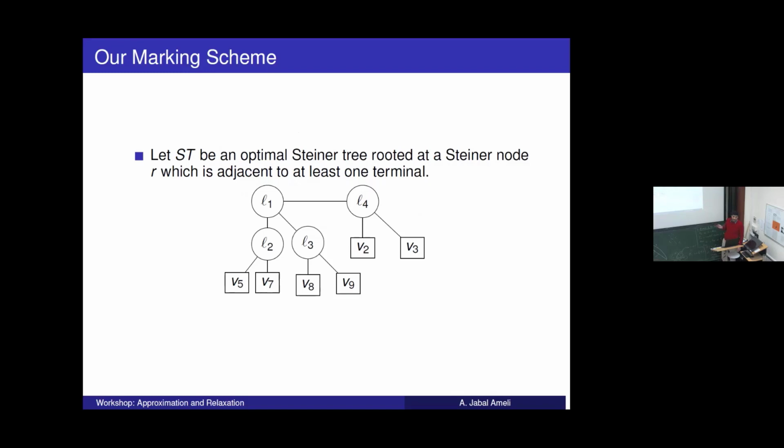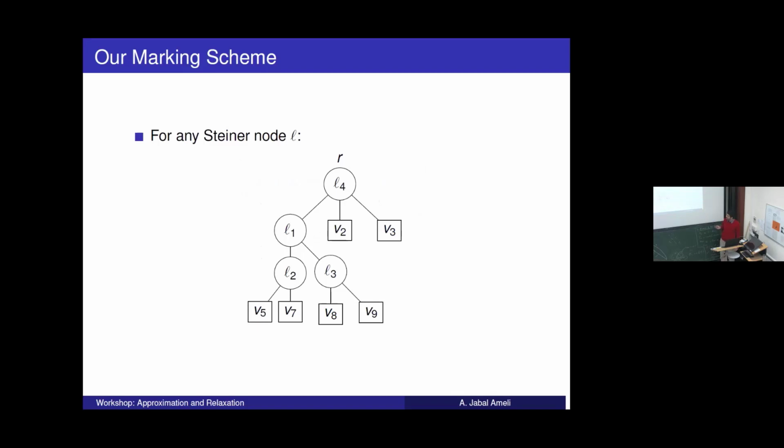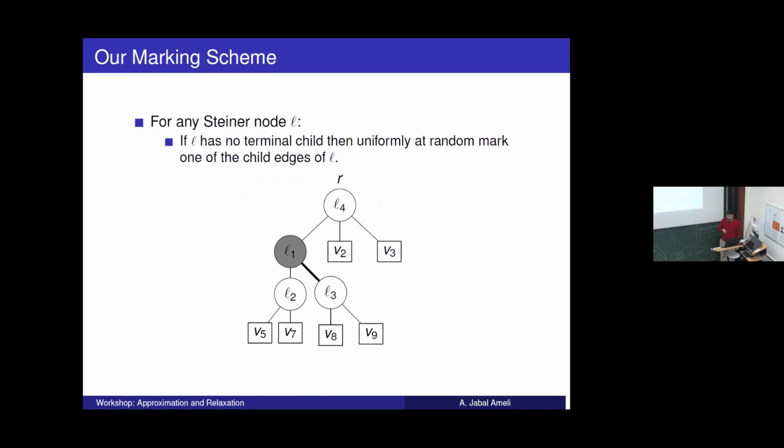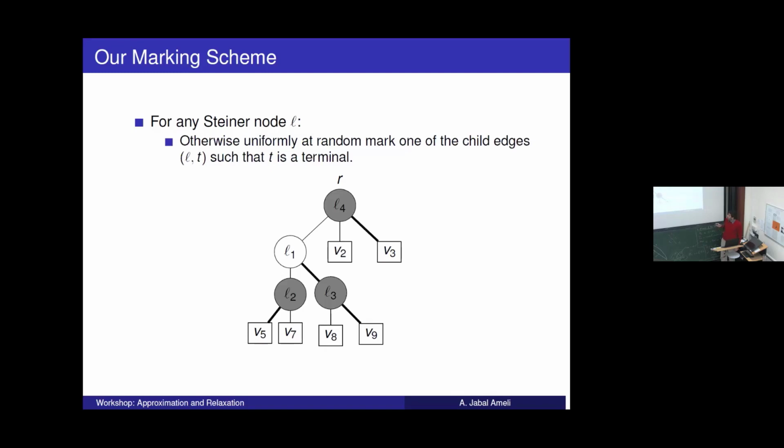So again, assume that this tree is the optimal solution. Then we root it at some Steiner node which has at least one terminal child. So our marking scheme then would work as follows. Again, consider any Steiner node L. If L has no terminal child, like L1, then we uniformly at random mark one of the child edges, same as what it was before. But if it has a terminal child, like L4, then we just mark an edge which is going to a terminal.